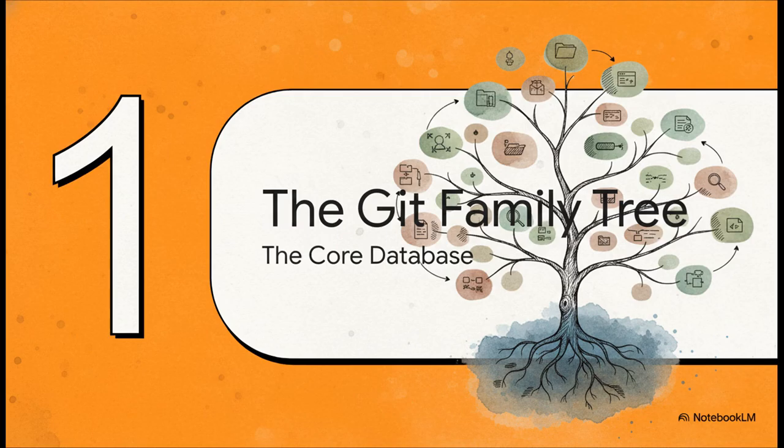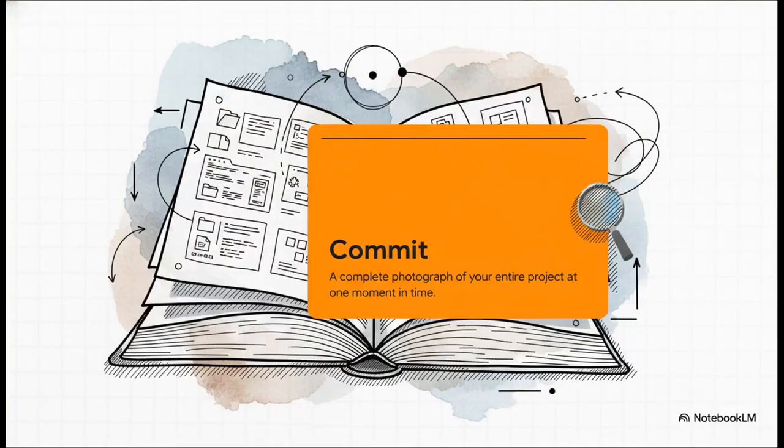The Git family tree, and how to understand the core database. Okay, so first things first, I need you to forget everything you think you know. At its heart, Git is fundamentally a database, and the core building block of that database is the commit. Now, here's what's actually super fascinating about how Git defines a commit. It's not just a list of the lines of code you changed, not at all.